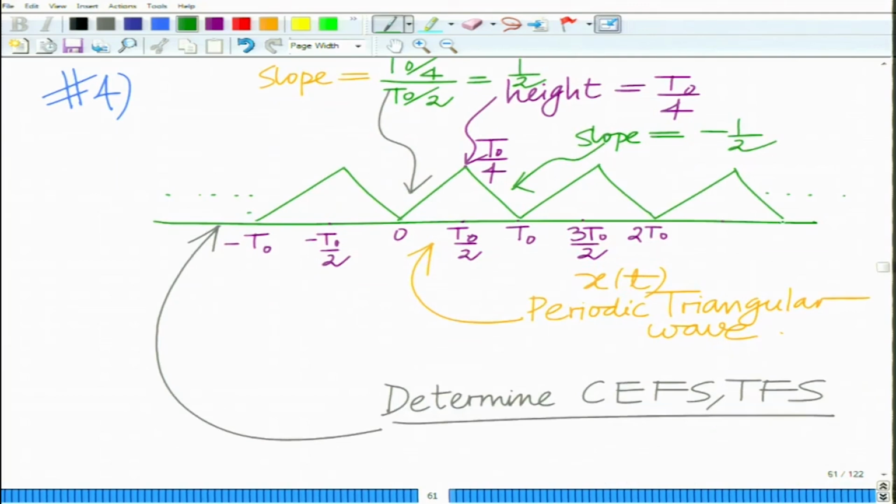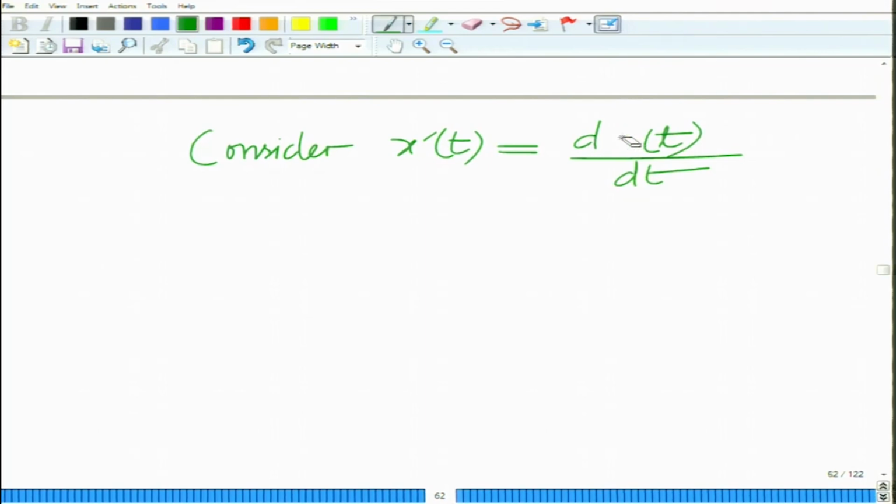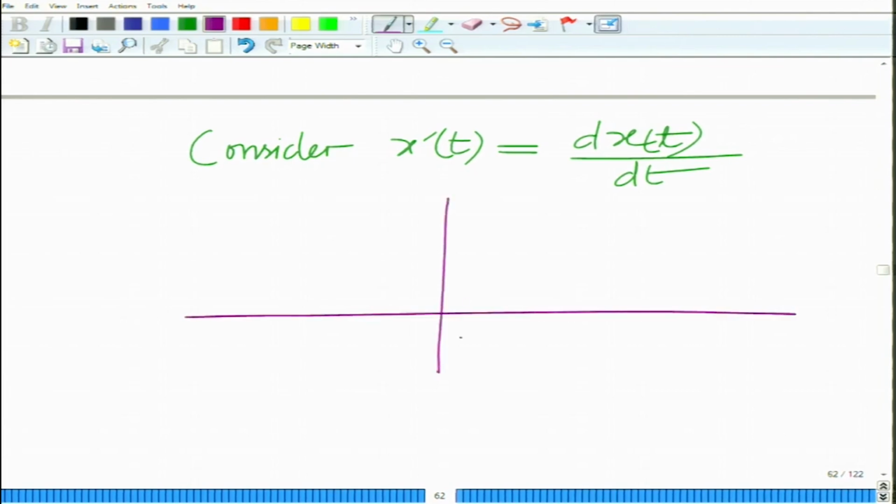So, if you differentiate it, that is, if you consider x prime t, equals dx(t) over dt, that is the derivative of x(t). Now, x prime t will look something like this: at time 0 it starts at half, because the increasing slope is half. So, it is half for T naught by 2, and then it is minus half for T naught by 2, half, minus half, and then it keeps continuing.